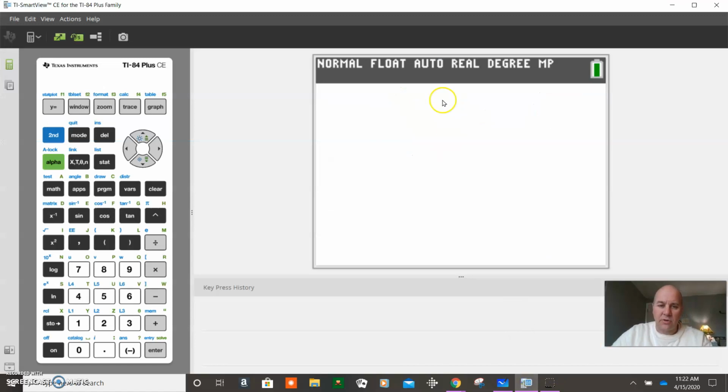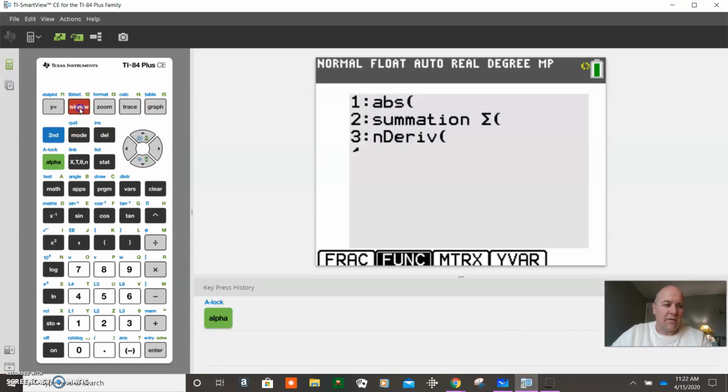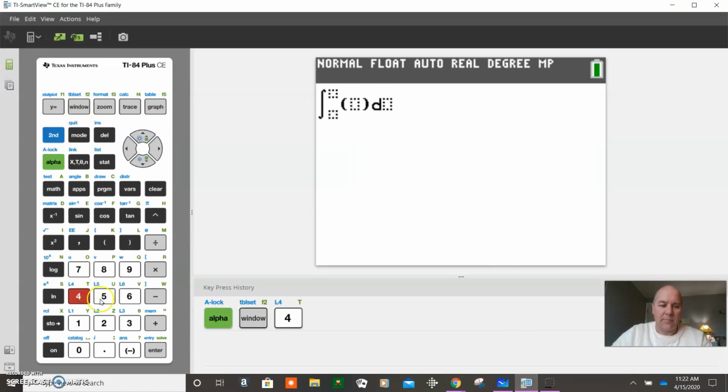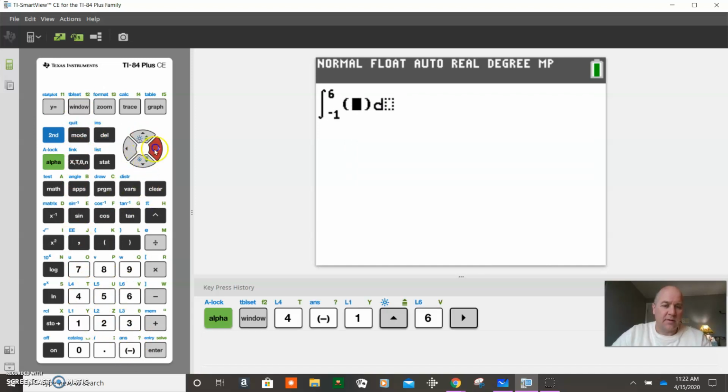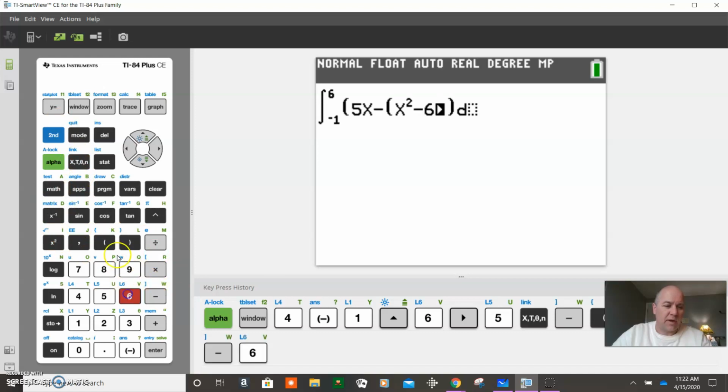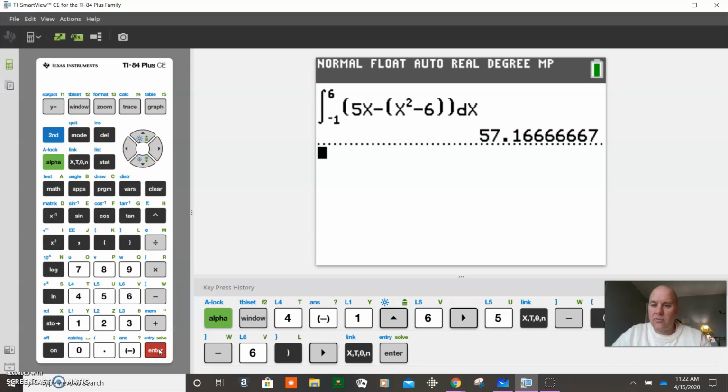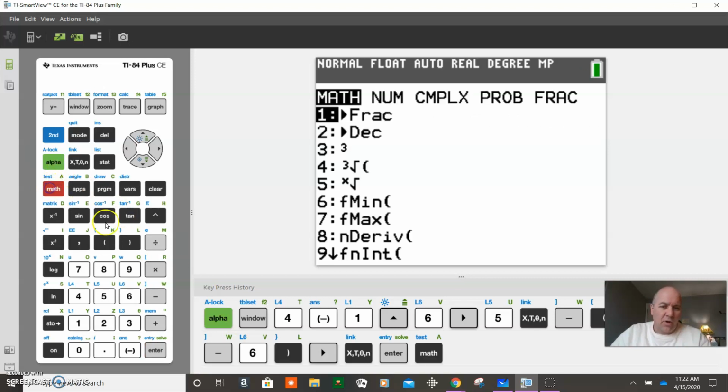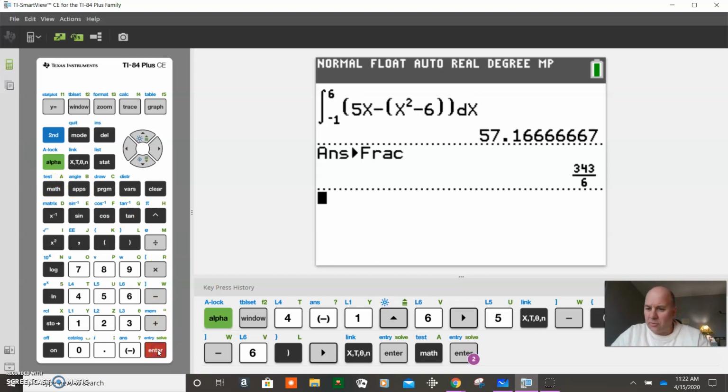Now, I'm going to go to my calculator and type it in. So alpha window number 4, -1 to 6. The function was 5x minus, and again, I'm going to put parentheses in there, (x squared minus 6), with respect to x, hit enter. Now, you can probably guess MyMathLab does not want the answer written as a decimal. I'm going to hope that this changes into a fraction. So what is this? 343 over 6.